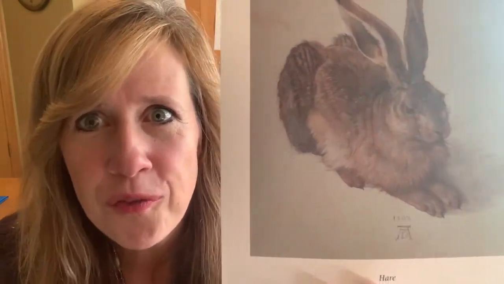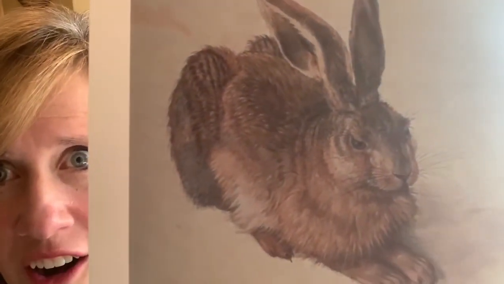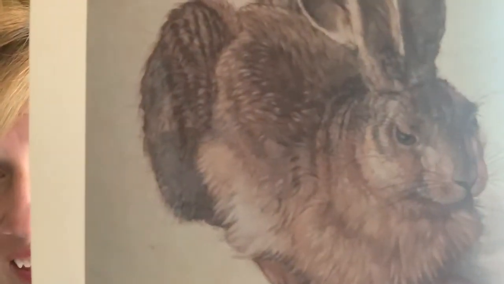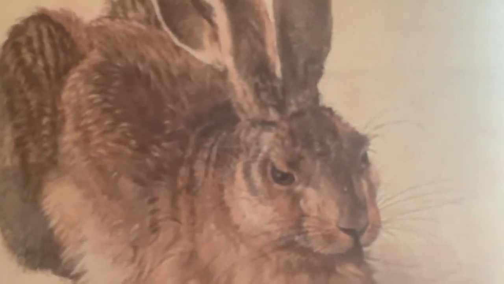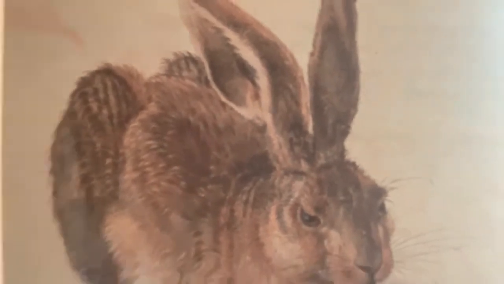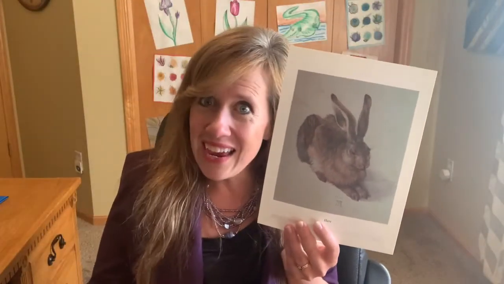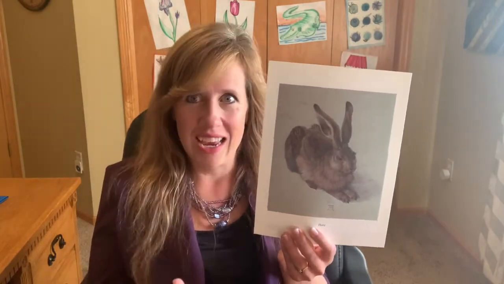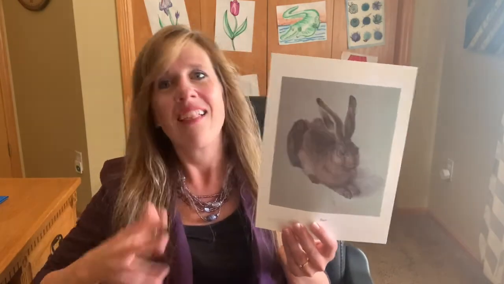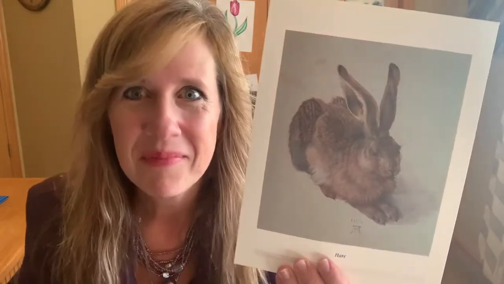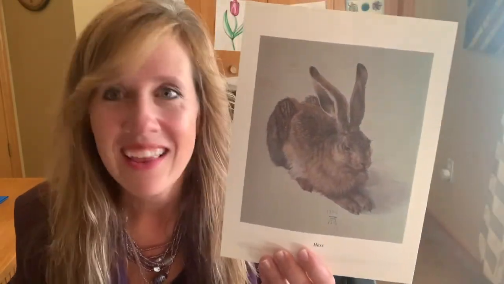But look at the fur on that hare. Doesn't it look like it would feel really fluffy and soft? That's called implied texture. The artist was able to make it look like it would feel fluffy and soft if you got to touch it. Let's memorize this one. Repeat after me. Hare was painted by Albrecht Dürer.